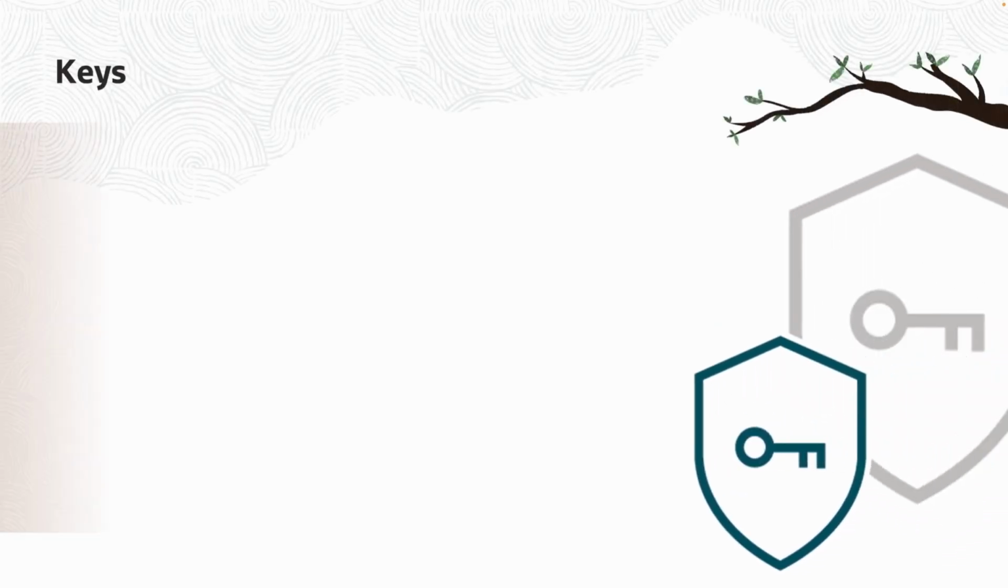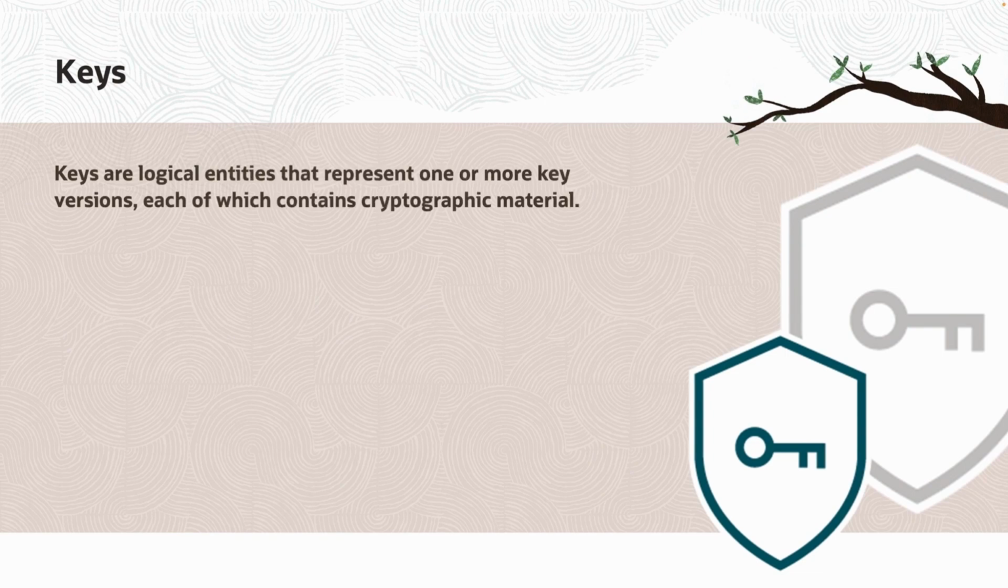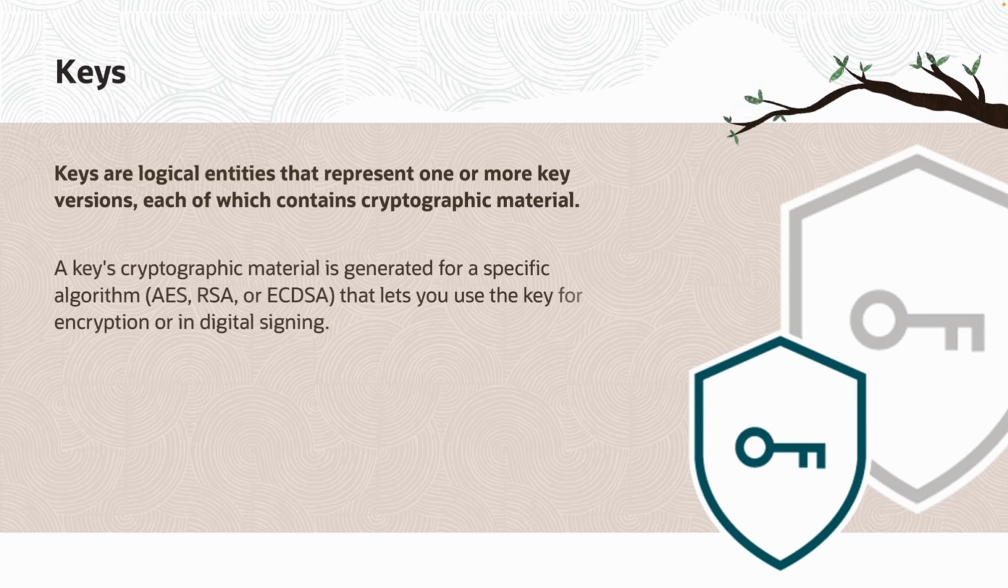So now, what are keys? These are logical entities which are used to represent one or more key versions of cryptographic material. A key's cryptographic material is generated for a specific encryption algorithm. Some of the most secure encryption algorithms are AES, RSA, and ECDSA, and these are all supported by OCI. The encryption technology allows you to use the keys to encrypt or digitally sign your data.